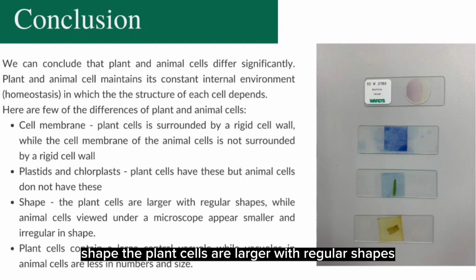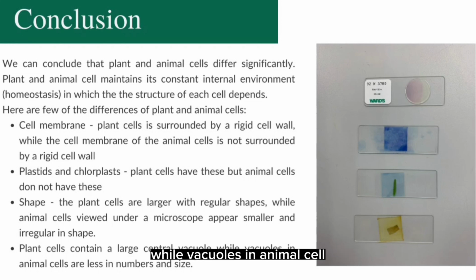Shape. The plant cells are larger with regular shapes, while animal cells viewed under a microscope appear smaller and irregular in shape. Plant cells contain a large central vacuole, while vacuoles in animal cells are less in numbers and size.